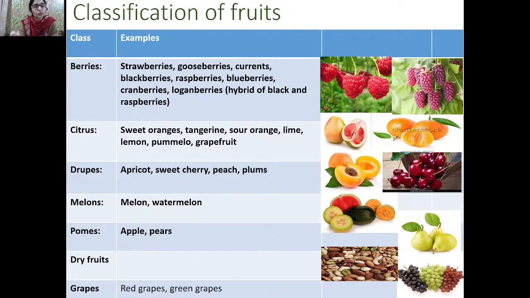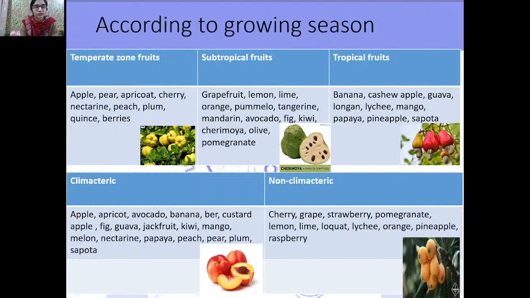So berries include your strawberries, your gooseberries, your blackberries, etc. Citrus fruits include your sour lemon, your lime, oranges, etc. Drupes include your peaches, plums, apricots. Melons include your melon, watermelon. Then your pomes, your apple and pear. Your grapes include your green grapes and all.